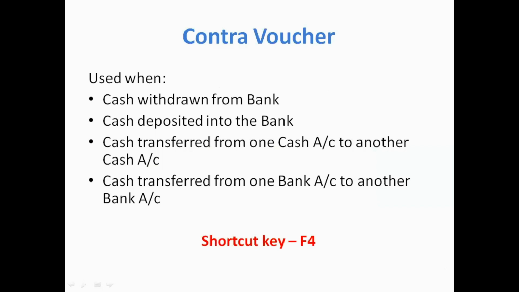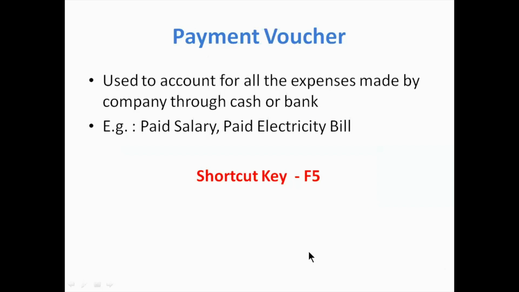So what is contra? When cash is withdrawn or cash is deposited into the bank, or we transfer cash from one cash account to another or from one bank to another account, in that case we will use contra voucher and the shortcut key is F4. The next is payment voucher. Payment voucher is used for all types of expenses made by the company through cash or bank. So for example, we pay salary, we pay electricity bill, rent is paid. So all types of expenses can be entered through this payment voucher and the payment voucher shortcut key is F5.